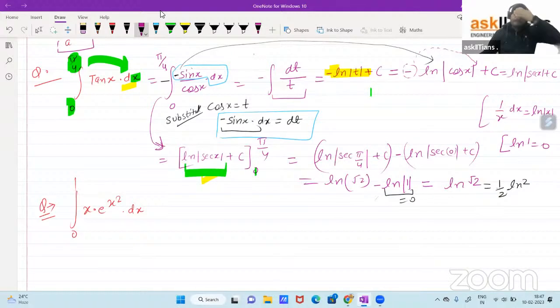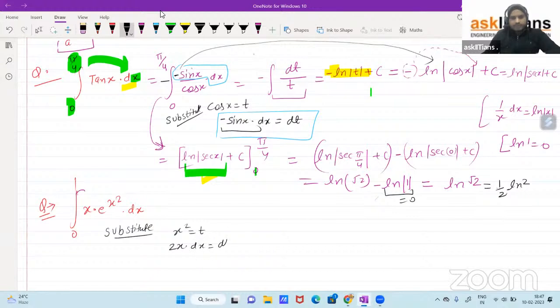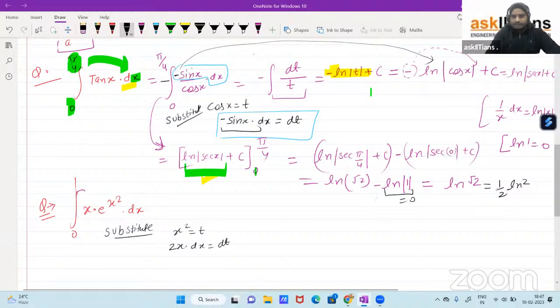So x into e power x square. The limit is from 0 to 1. What can we do here? Substitute x square equal to t. So 2x into dx will be equal to dt. 2x into dx is equal to dt, right?